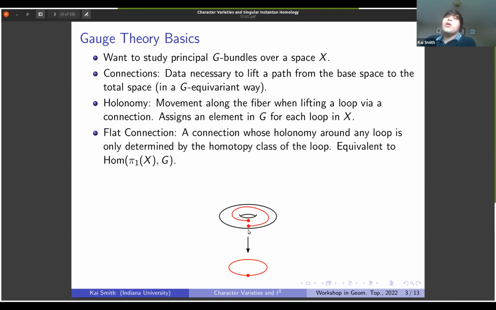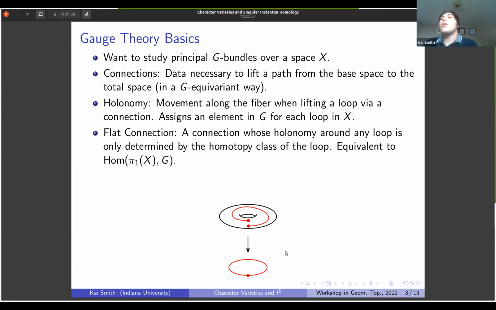And then in the space of all connections, we're particularly interested in flat connections. So in general, if you have a loop downstairs and you wiggle it a little bit, the holonomy might change depending on how you wiggle it. But for flat connections, those are the ones where the holonomy only depends on the homotopy class of the loop. And so no matter how much I wiggle this, as long as I do homotopies, it's not going to change the holonomy. And so the space of all flat connections is equivalent to homomorphisms from pi1 of X to G.